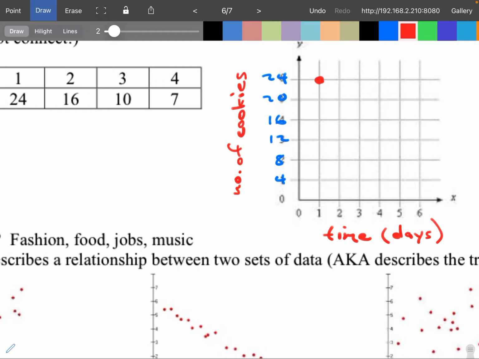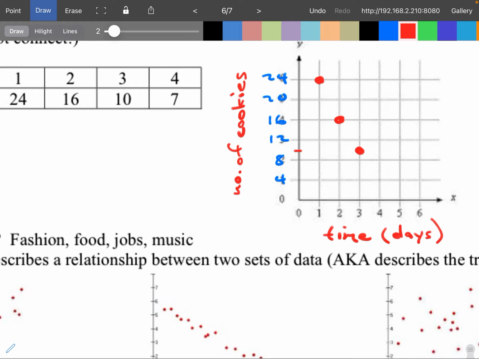All right, now we'll plot them. So the first one is 1, 24. You guys see this, right? There's your first point right there. So 1, 24, so that's 1 right, 24 up. So that's here. Then you got 2, 16. So 2 right, 16 up. And then 3 right, 10 up.